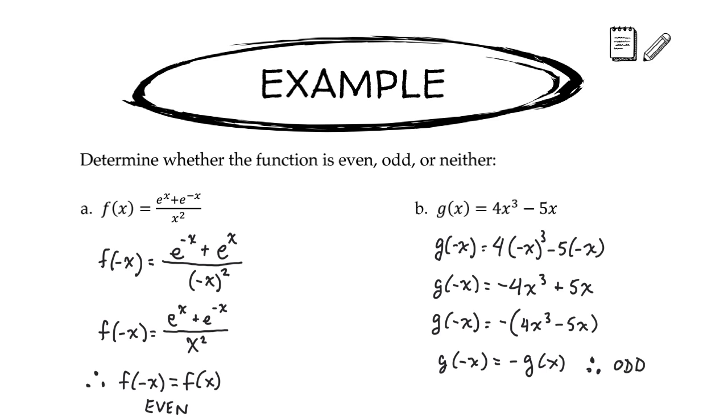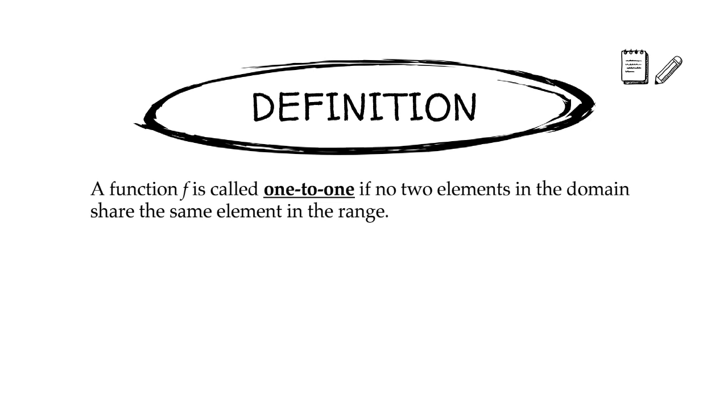And therefore it's symmetric through the origin, or has a 180-degree rotational symmetry about the origin. Another useful property of functions is when functions are bijective or one-to-one, or sometimes they're called invertible functions. A function's one-to-one if no 2 elements in the domain share the same element in the range.